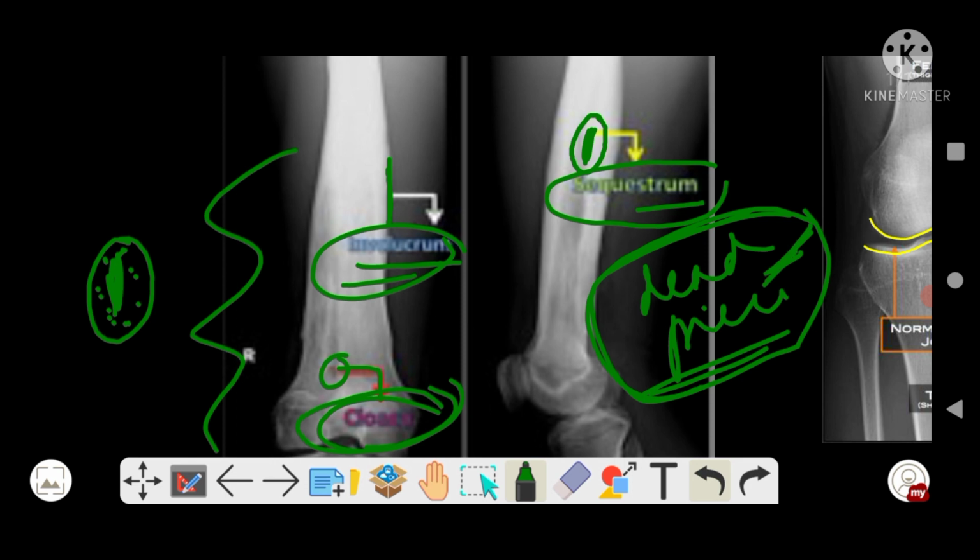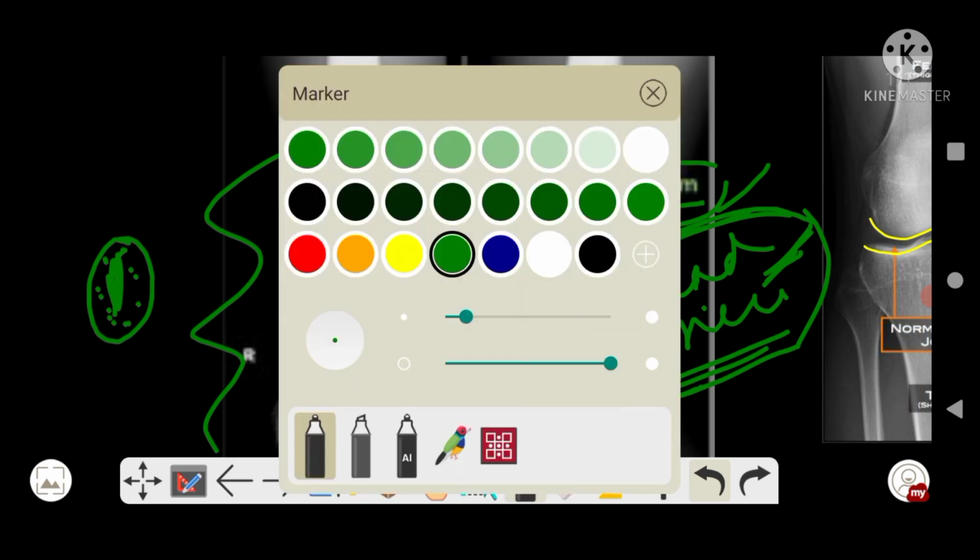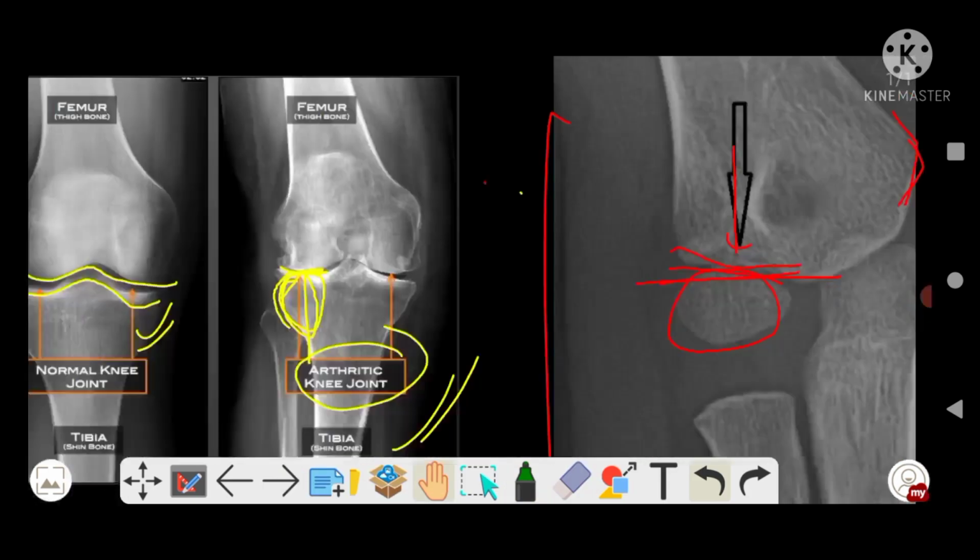Okay, so actually sequestrum is a dead piece of bone with granulation tissue, and now it will be surrounded by involucrum, which is your new reactive bone. And if the discharge is coming out through an opening, that will be termed your cloaca. I hope it is clear. Now let's move to the question.